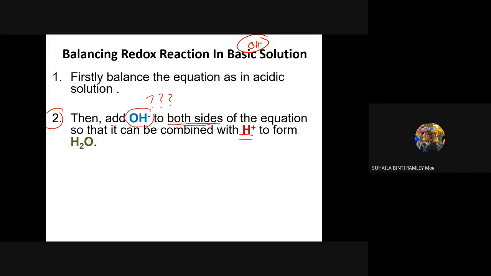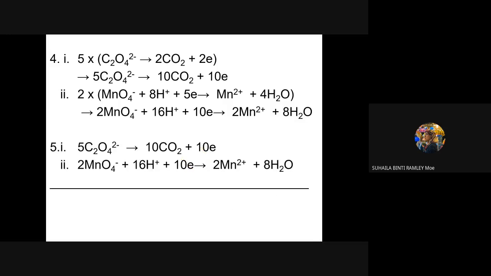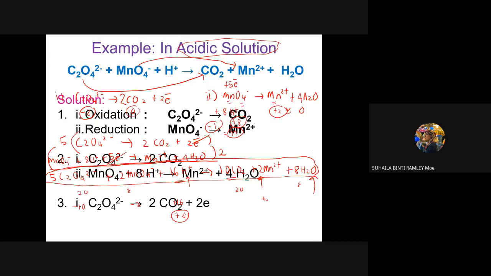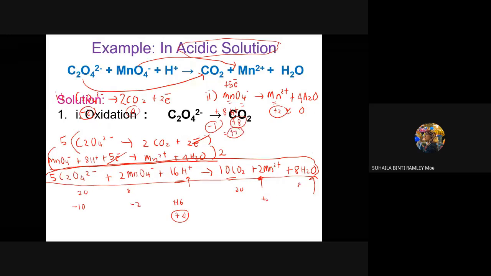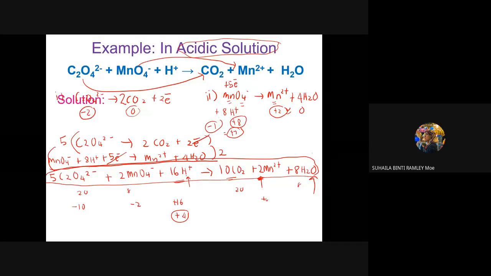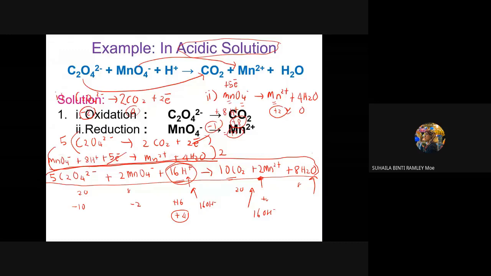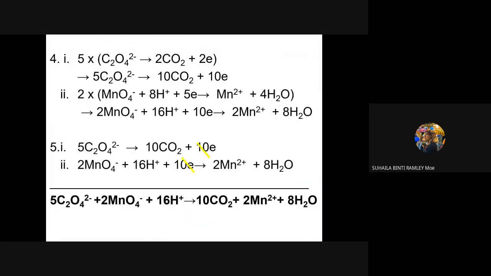Yang tadi tu kamu ada, contoh yang tadi ni, kita ada berapa H plus? Okay, contoh yang ni kita ada 16 H plus. So kita perlu tambah 16 OH minus sebelah sini, sebelah kiri 16 OH minus. Sebelah kanan pun kita perlu tambah 16 OH minus. Okay, berapa banyak H plus yang ada pada at the end of the equation, sebanyak itulah yang kita akan tambah OH minus.